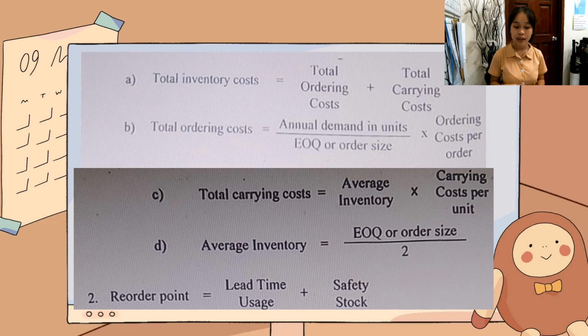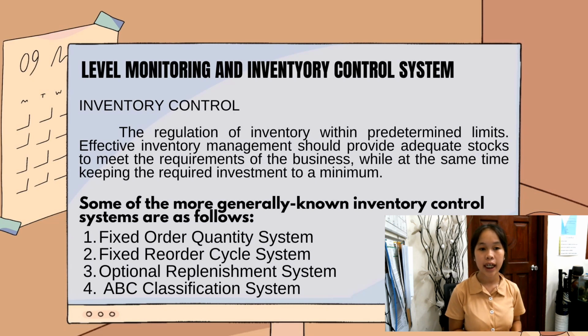And next formula is reorder point. To get the reorder point, it is lead time usage plus safety stock. Next is level monitoring and inventory control system. Inventory control is the regulation of inventory within predetermined limits. Effective inventory management should provide adequate stock to meet the requirements of the business, while at the same time keeping the required investment to a minimum.